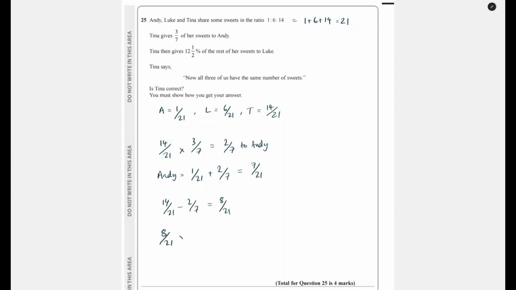And 12.5% is the same as saying 12.5/100, and that's equal to 1/21. And so Luke has the original 6/21 plus the 1 over 21 that Tina's just given him, and so he also has 7 over 21. And finally, to work out how many sweets that Tina has left, well, she had 8 over 21.